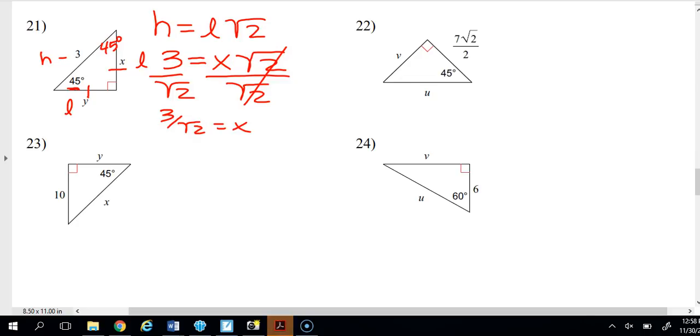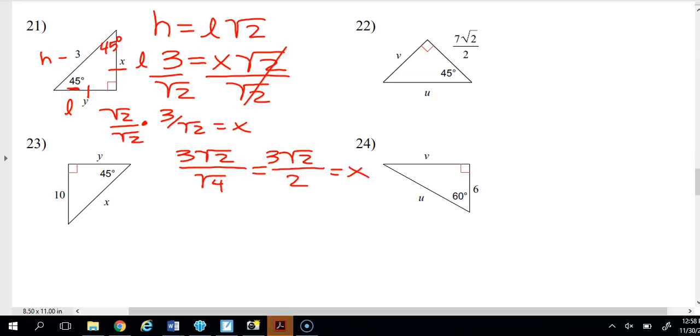If you recall, I can't leave that radical in the denominator. So I have to multiply this by the square root of 2 over the square root of 2. When I do that, I get 3 square root of 2 over the square root of 4. And that's going to be 3 square root of 2 over 2 because the square root of 4 is 2. So that's the value of x, which means that's also the value of y.